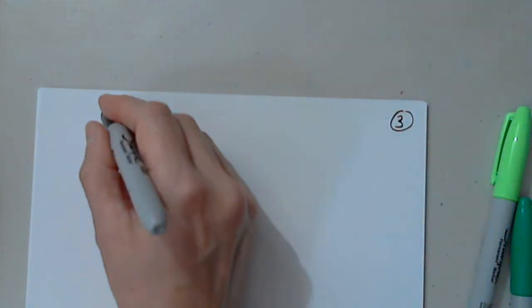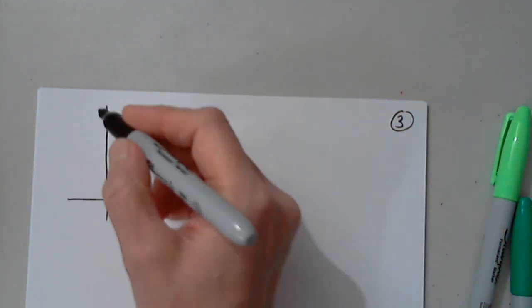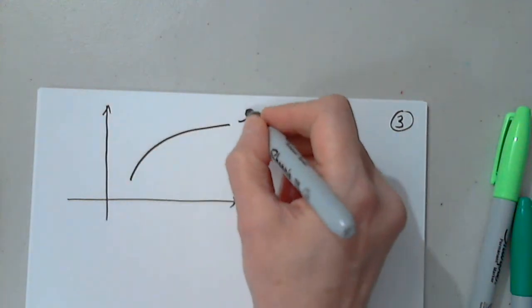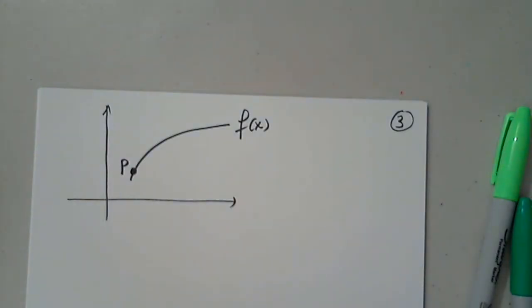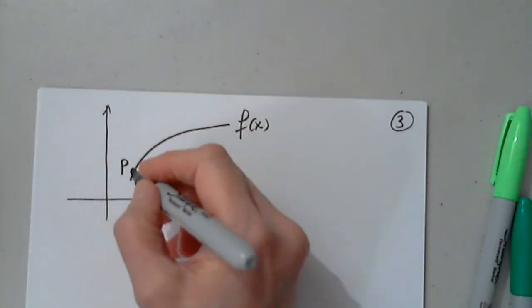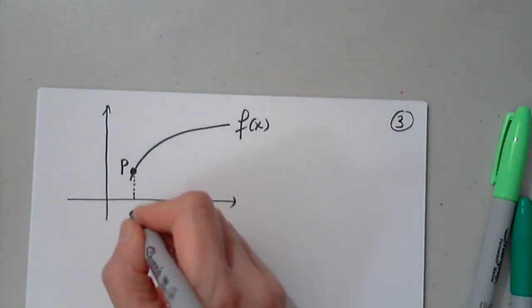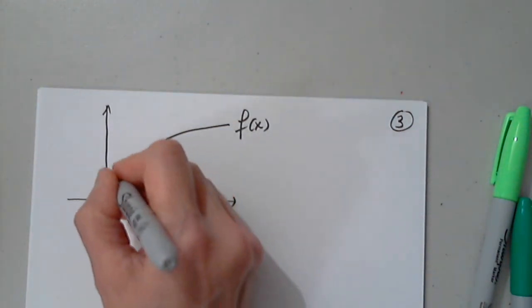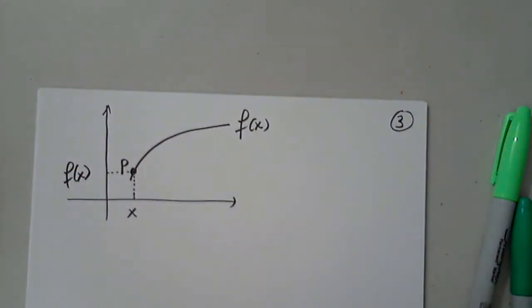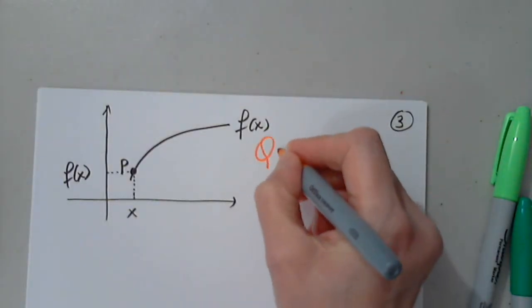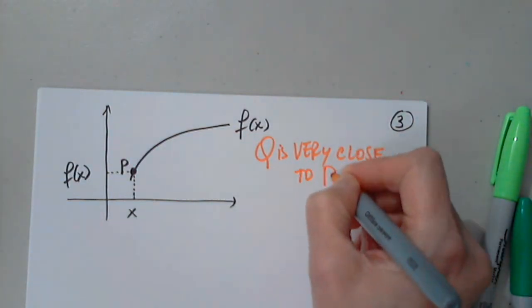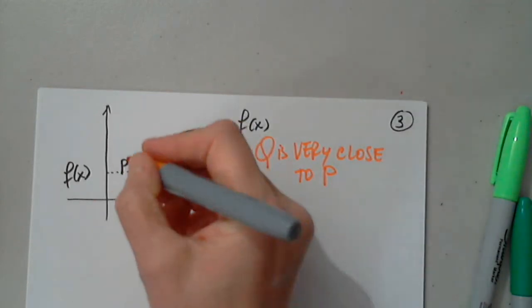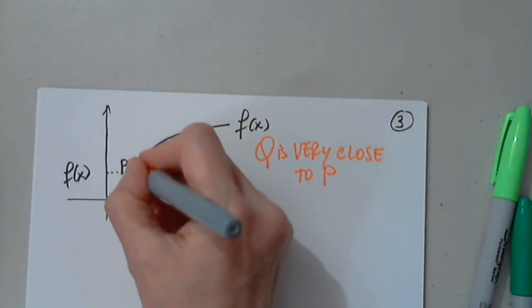Okay, so let's take a look at a function. This is function f of x, and let's say I have here P, and the coordinates of P are x, and of course f of x. And just remember, Q is very close to P. So Q should be right here, very close.